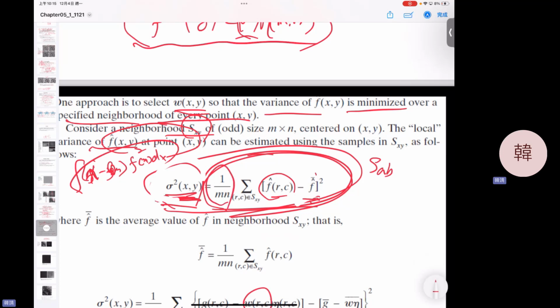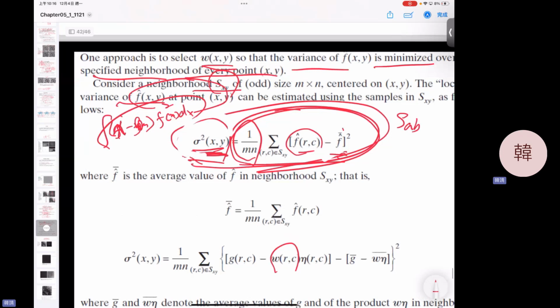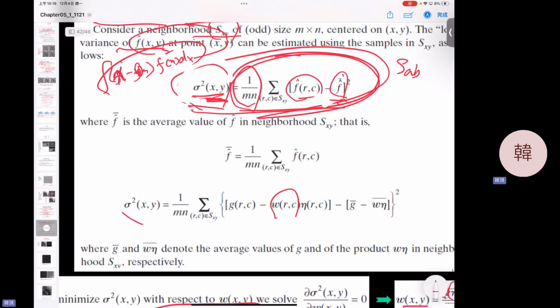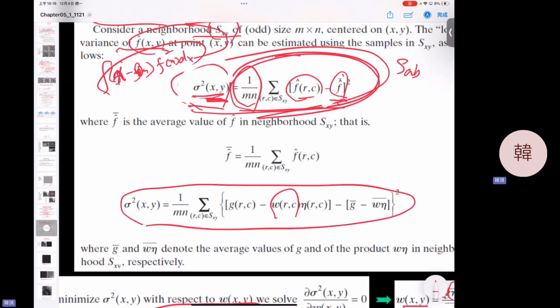In statistics and probability we have two parameters: one is the average, the other is the variance. Now we are looking at the variance of this sub-image. We hope this restoration will be as stable as possible, so we try to minimize it. Here this term is the average of this sub-image. So we can write this down, and this is how to optimize the restoration by looking at the w parameter.